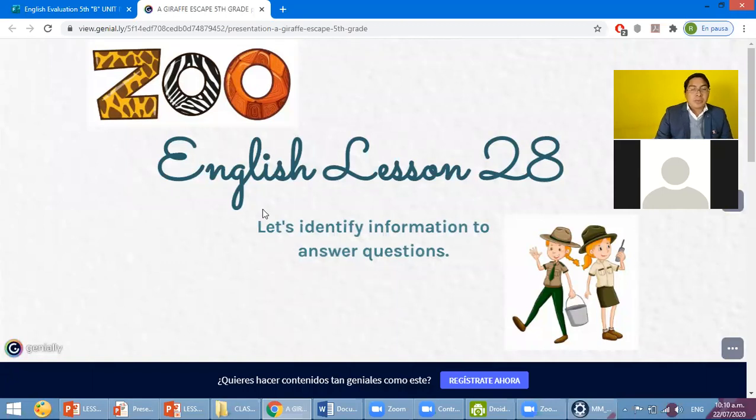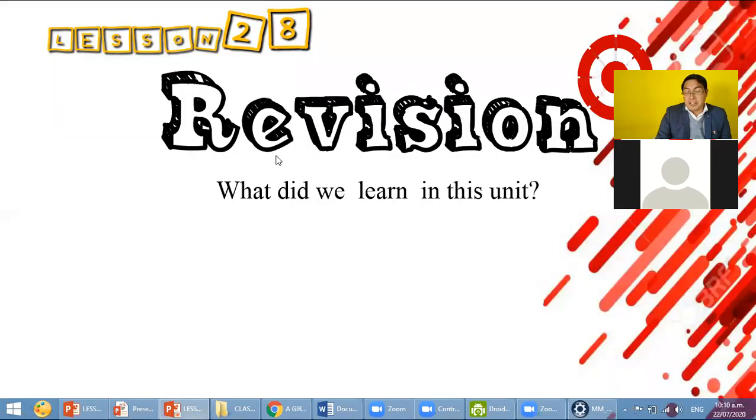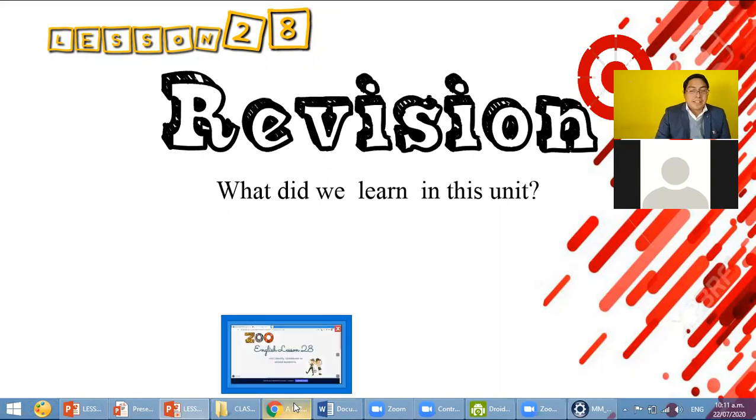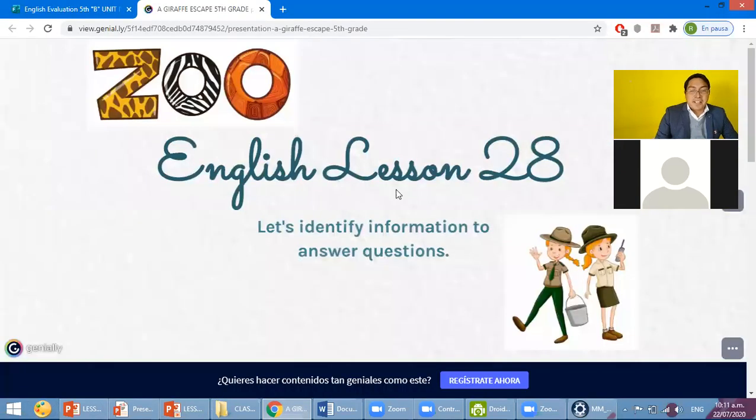First, we are going to work in a story about an incident where we are going to identify information to answer questions in our books. Then, we are going to continue with a revision because today we are going to take the English evaluation. You have to work in these two things today.